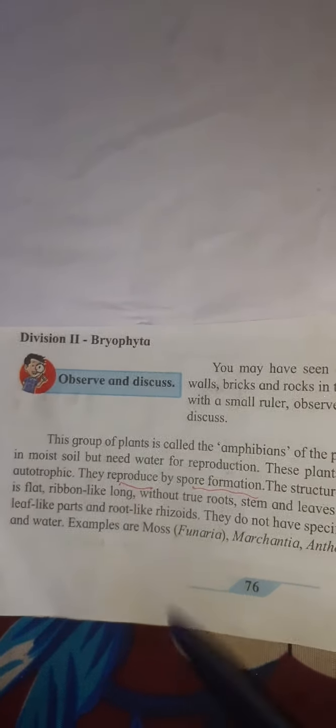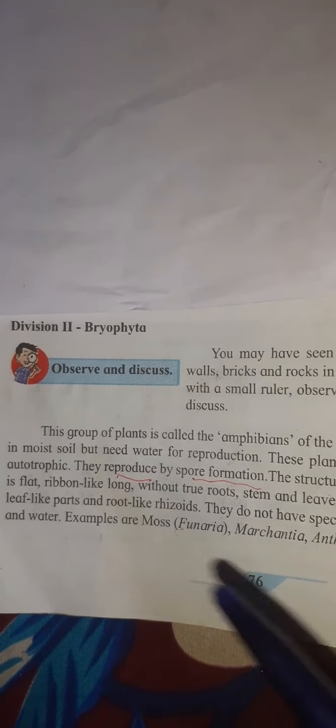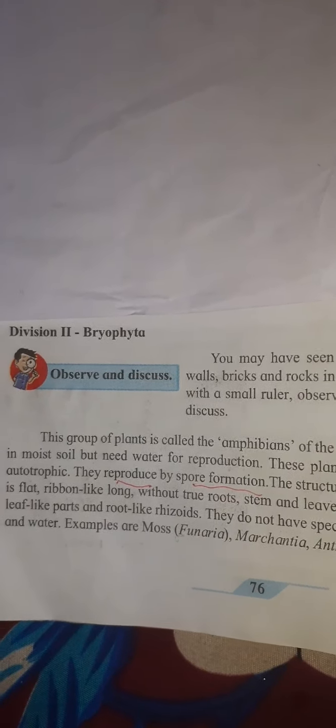It doesn't mean that they do not have stem or roots. They have, but their stem is like a leaf structure. The stem is something which will give support, but it will not look like a proper stem. They will have leaf, but it will be a very flat, elongated structure, and roots will be like rhizoids. Rhizoids are small hair-like structures, very small.